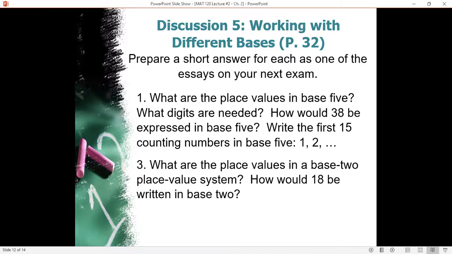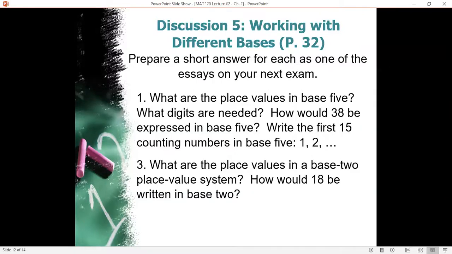Okay. What are the place values in base 5? What digits are needed? How would 38 be expressed in base 5? Write the first 15 counting numbers in base 5. So let's do these questions a little bit out of order. I'm going to talk about how to write 38 in base 5 last. First, I'm going to talk about what are the place values in base 5. And this is going to always be the easiest thing to answer.